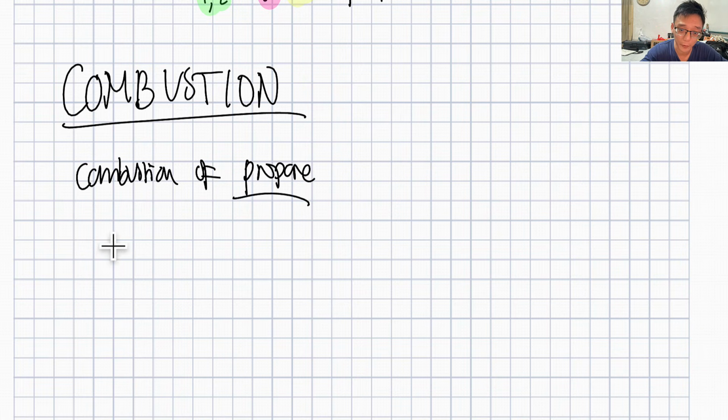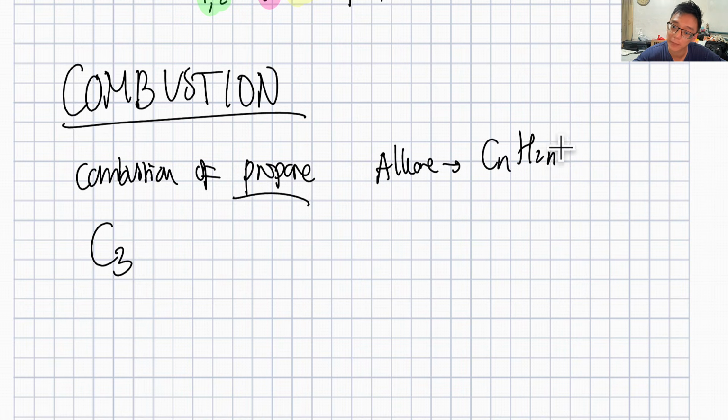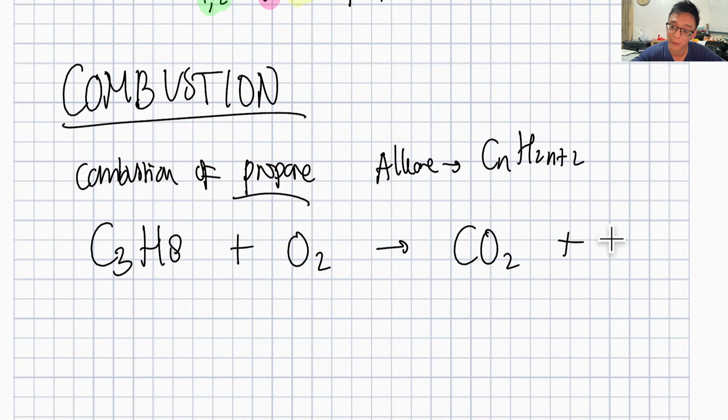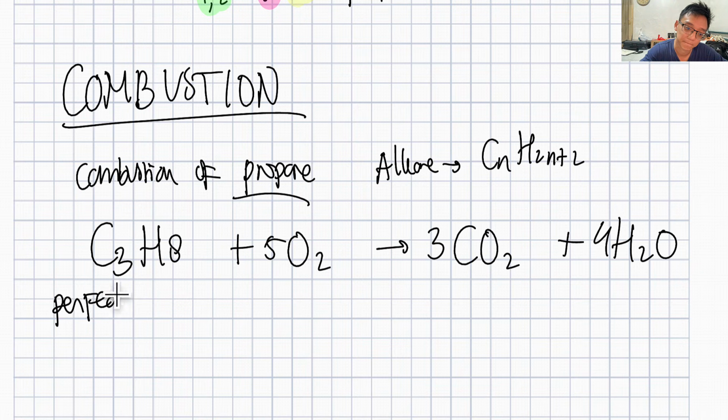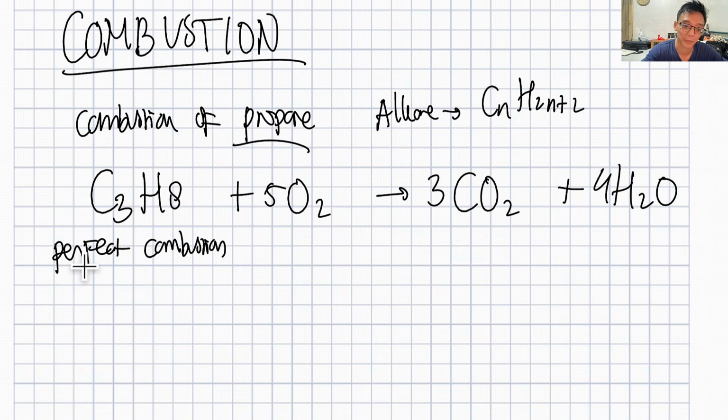Then the molecular formula for propane, because prop is 3, so C3, and alkane is CnH2n plus 2, so we know C3H8. Combustion is adding oxygen to form carbon dioxide and water. Then what you need to do is just balance this. So 3, and then 4, and then 5 here. So this is balanced. This is called perfect combustion, or complete combustion. Perfect or complete.